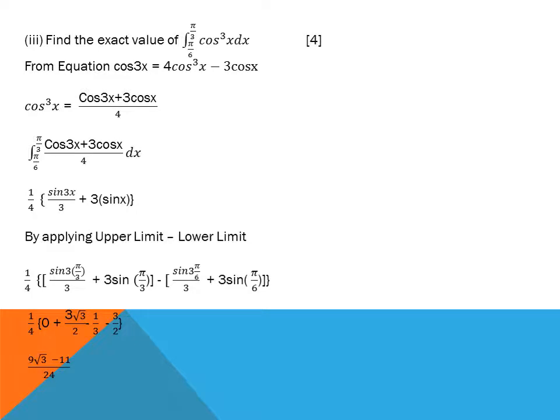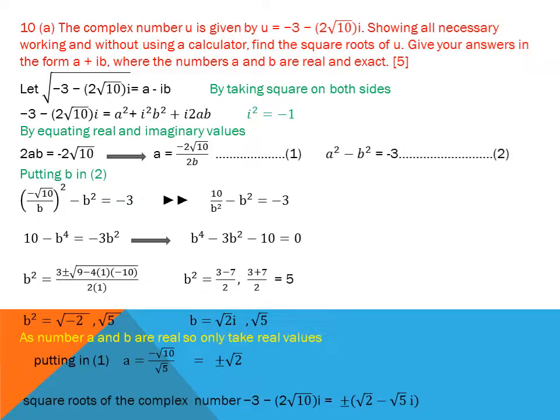Then I applied the upper limit pi by 3 minus the lower limit pi by 6. I will finally find that the solution is 9 under root 3 minus 11 over 24. It is very simple, using a calculator to solve the upper limit minus lower limit.